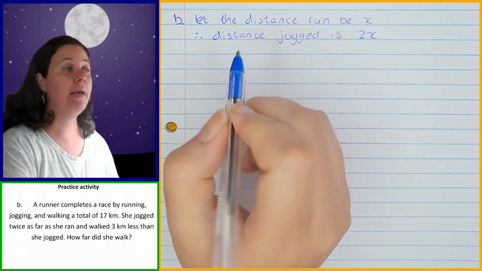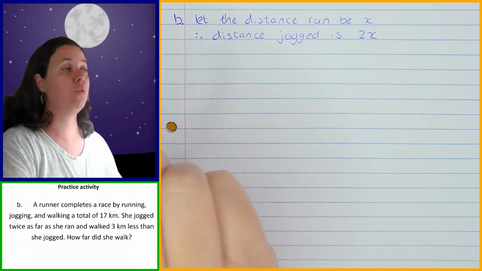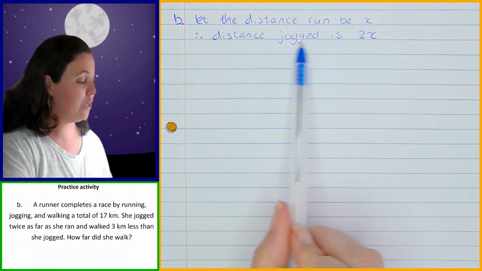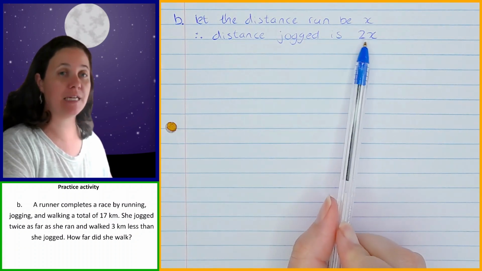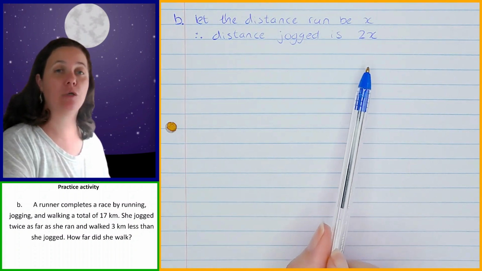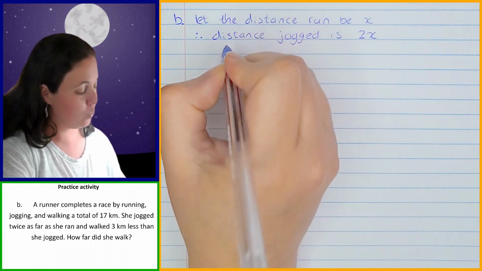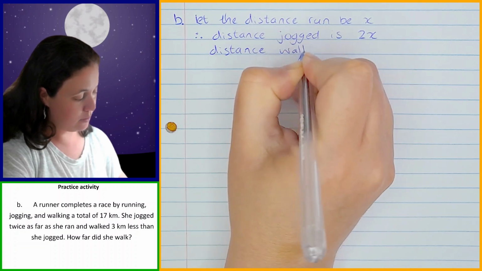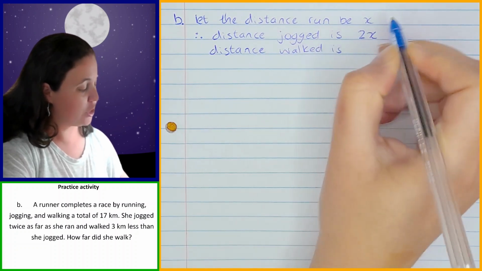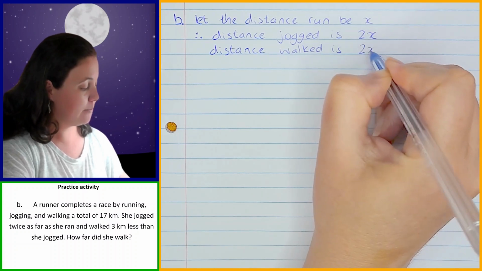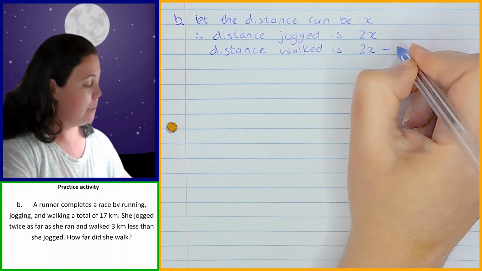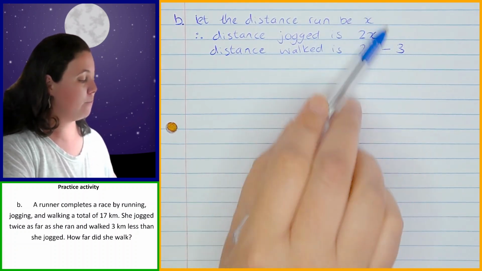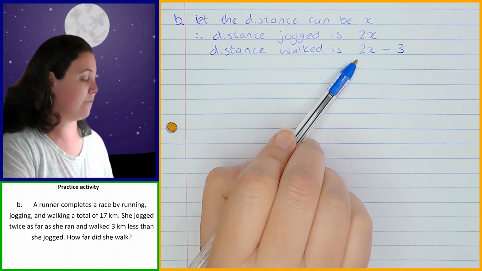and then I can go and do the distance that she walked, because they told us that the distance she walked was 3 kilometers less than the distance she jogged. So now that I've got the distance that she jogged in terms of x, I can use that to write down the distance that she walked in terms of x. So the distance walked is going to be the distance jogged, which is 2x, minus 3, because she walked 3 kilometers less than she jogged. So those are our 3 unknown values now written in terms of x.